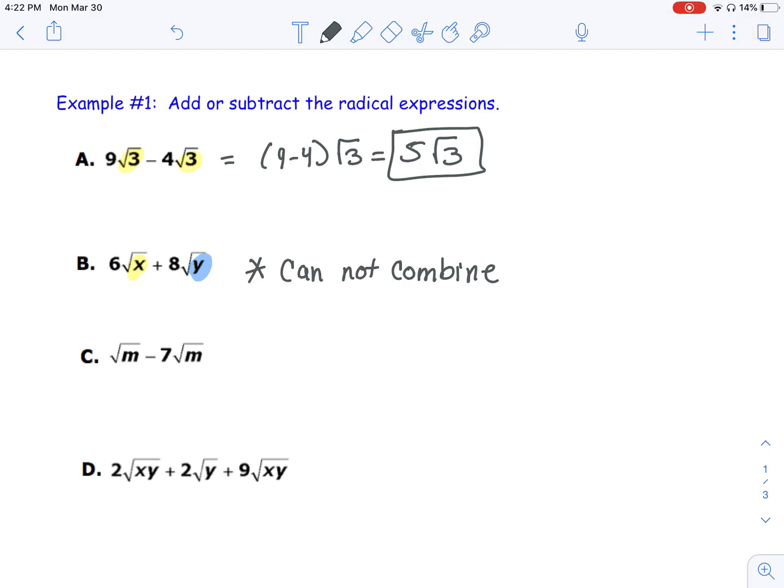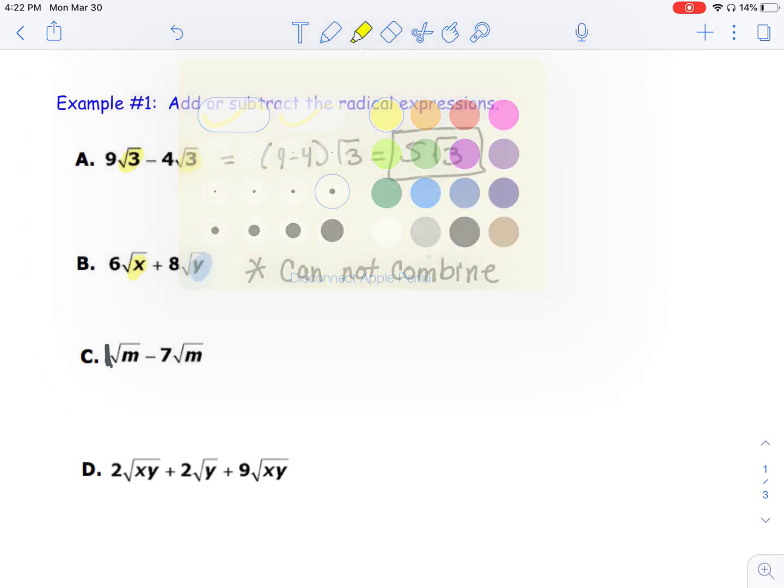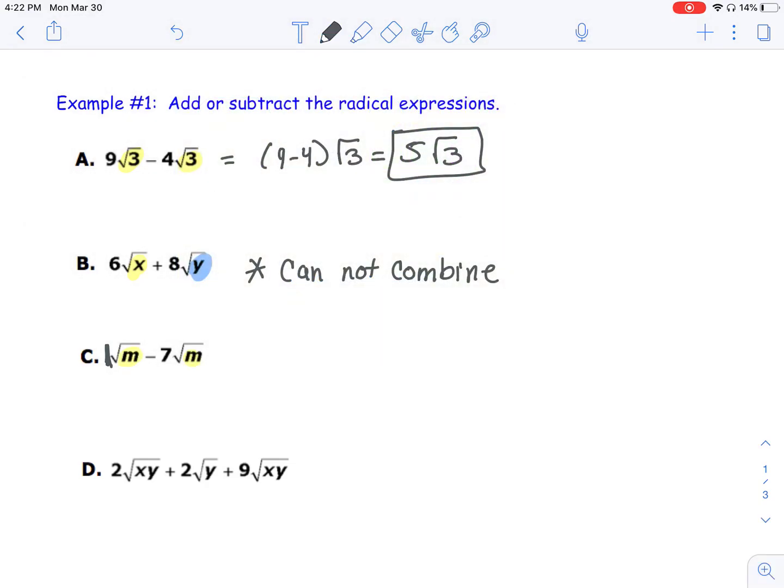C is a little different because we don't see a number in front of the first term there. We assume there's a 1 there. What's underneath the radical is the same. So we can think of this as 1 minus 7 radical m, which gives me negative 6 radical m.